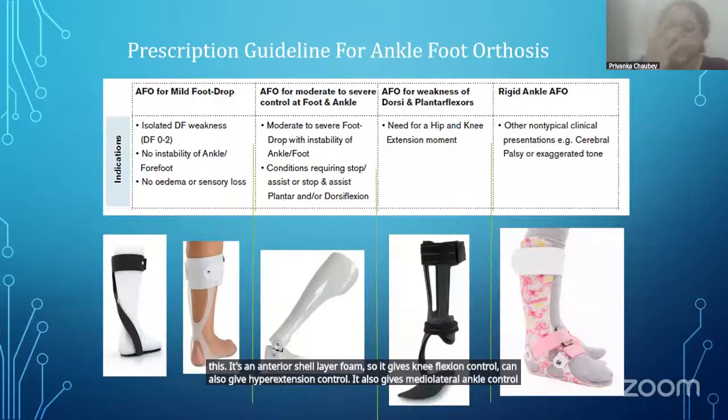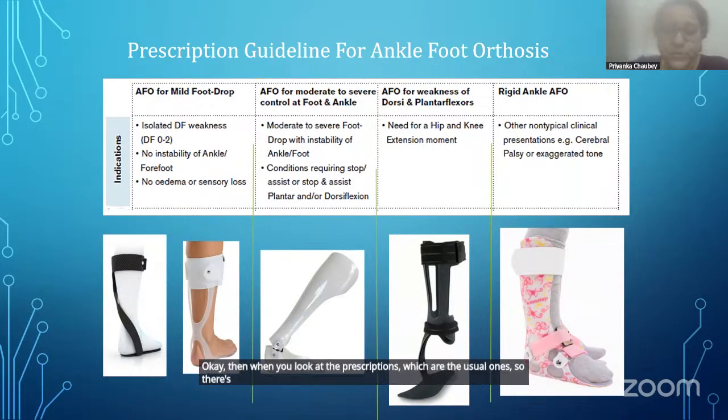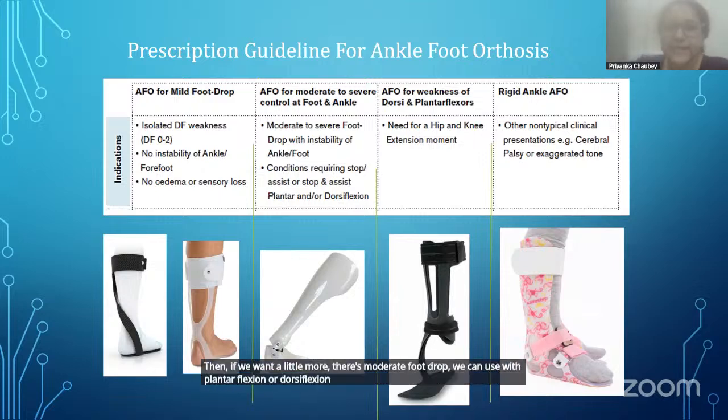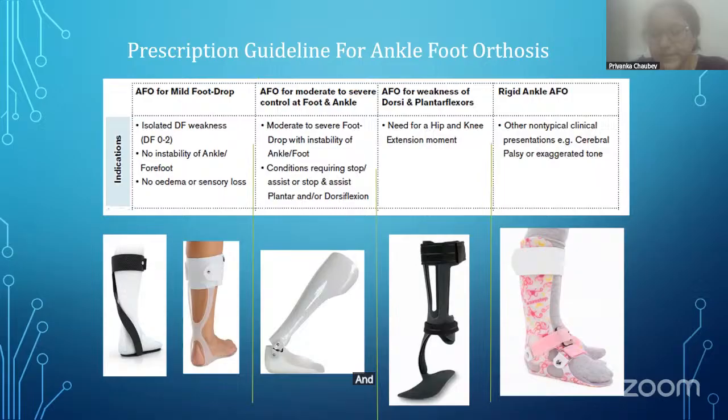Okay, then when we look at the prescriptions, which are the usual ones. So there's mild foot drop, for which we have the posterior leaf spring AFO. Then if we want a little more, if there's moderate foot drop, we can use one with a plantar flexion or dorsiflexion assist or stops. Then if there is also weakness of both dorsi and plantar flexors, then we need hip and knee extension movements also, because we need higher control. And if there's only spasticity we're looking at, then we look at a rigid ankle foot AFO.